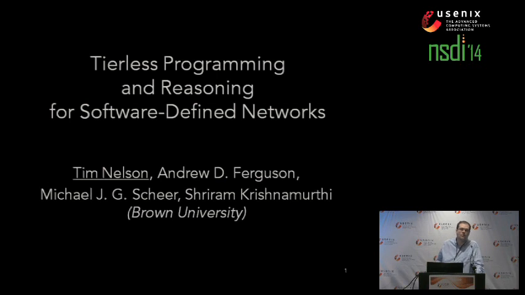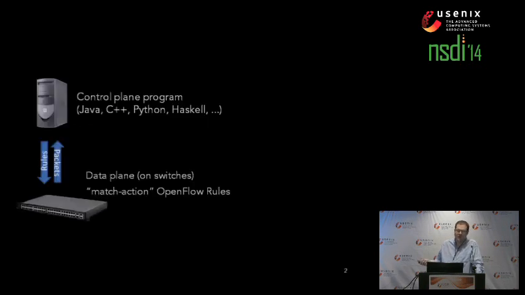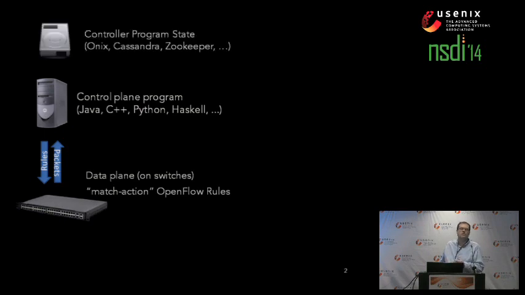So this is joint work with collaborators at Brown. In a software-defined network, there are two key components. There's a controller program that dictates forwarding behavior and a collection of switches that implements that behavior. While the switches understand really a very simple set of match action rules, the controller program can be written in an arbitrary programming language. And just like most arbitrary programs, controller programs usually have state.